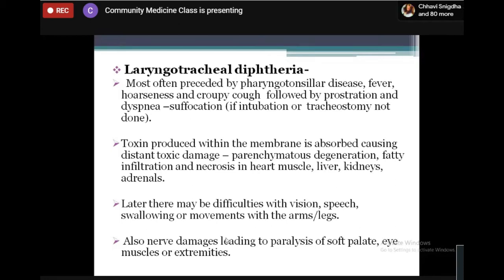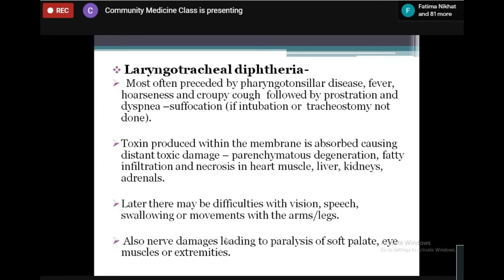Okay, if that is not possible, then tracheostomy: you make a hole in the middle of the neck so that it will help the child to breathe through that hole, the hole that the doctor makes in the neck. Okay, that is tracheostomy.